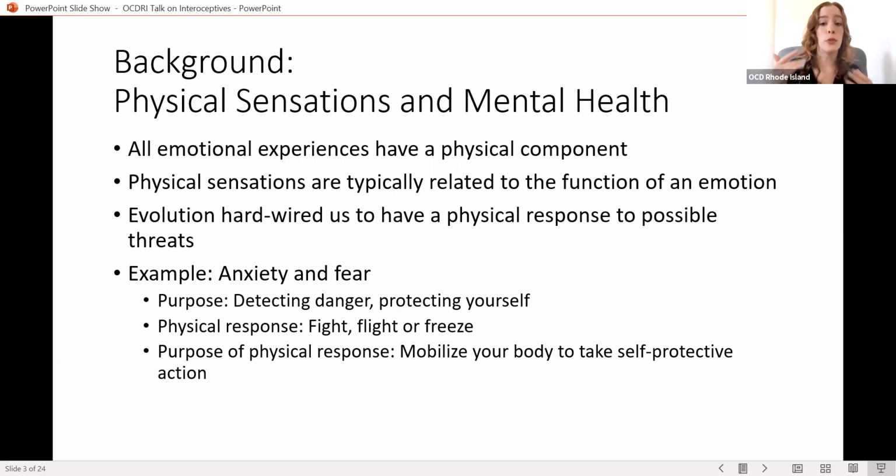These are the sorts of moves that an early human in danger would have had to do to make sure they survived. So you can see here the connection between the purpose of anxiety and fear, which is threat detection and protection against threats, and the physical sensations that come up when you feel anxious and afraid.